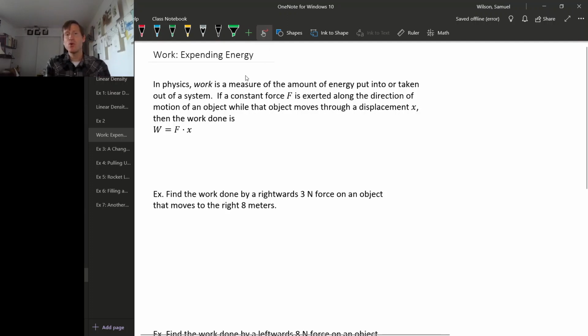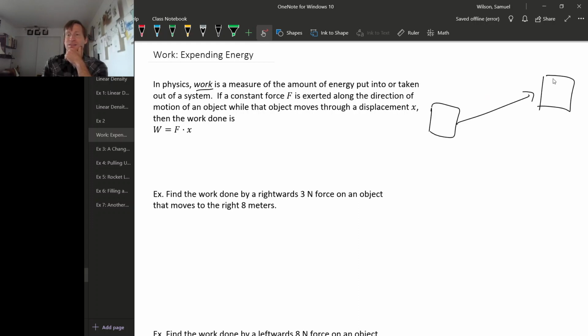In physics, there's an important quantity called work that measures how much energy a force puts into an object as the object moves around. The definition of work is: if you have an object that's moving from one place to another, and the displacement between these two locations is given by a distance x, and there's a constant force F acting on this object as it moves, then the work done is defined to be the force times the displacement x.